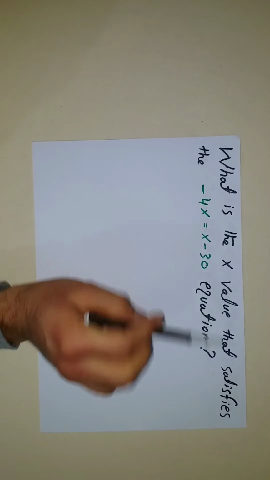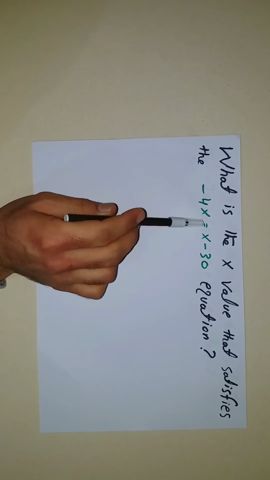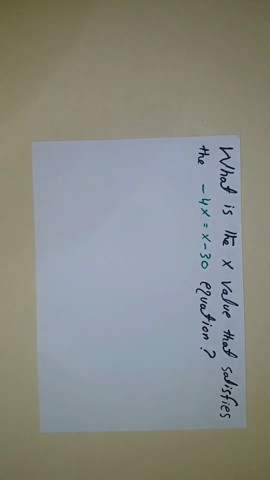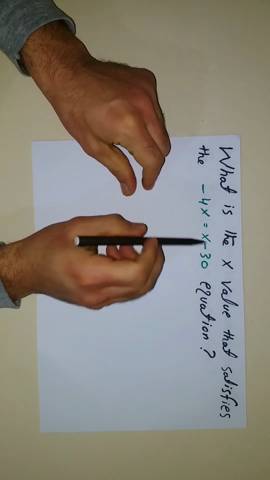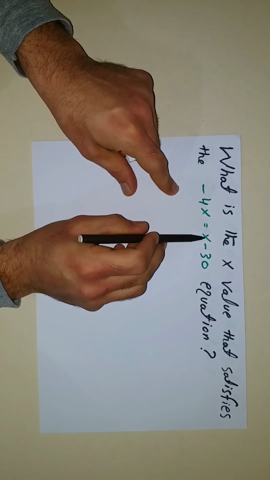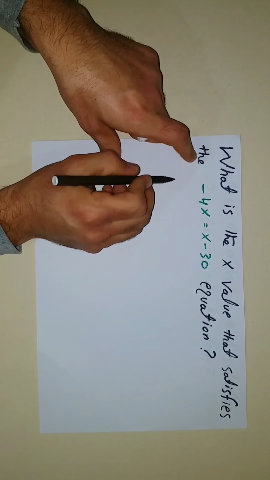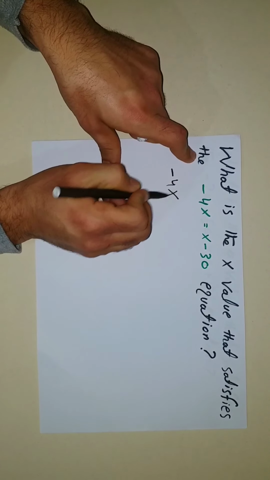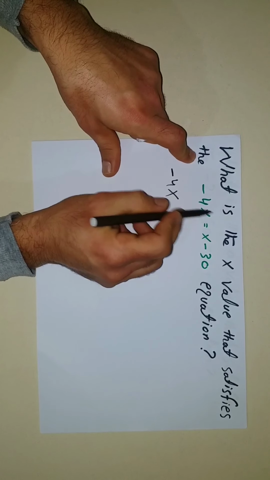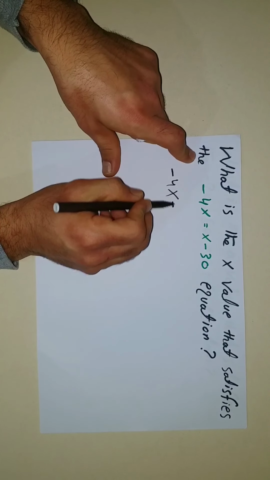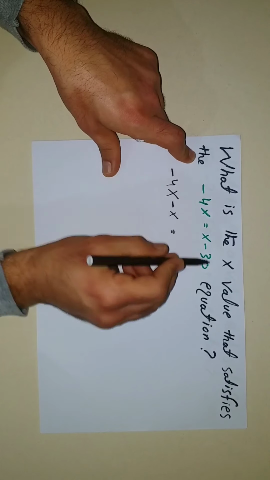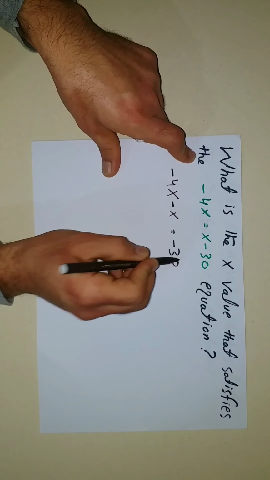What is the x value that satisfies the equation minus 4x is equal to x minus 30? Now there is an x. It is minus 4x, x minus 30. I will transfer this x to this side. Minus 4x, if I transfer this x to this side, it will be minus x, and it will be minus 30.